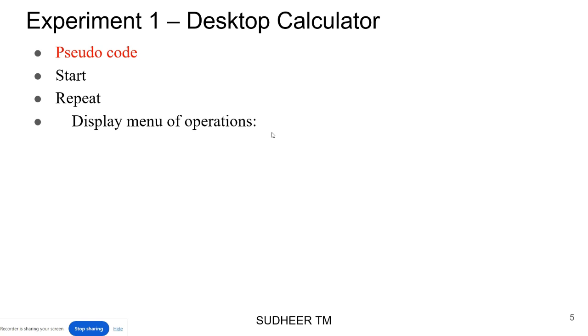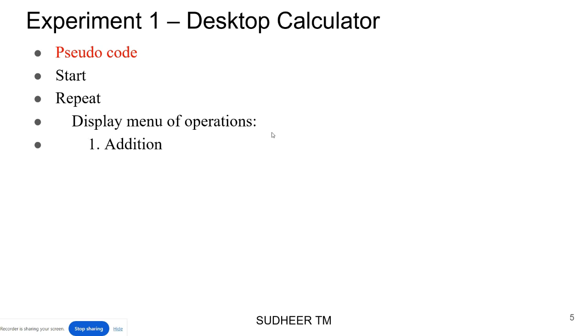Okay, so repeat. Display menu of operations. That's also what we mentioned in the algorithm. In the beginning, you have to prompt your user, like plus key for addition, minus key for subtraction, star key for multiplication, division key for division, percent key for modulo. That's our user choice. So display the menu of operations. Okay.